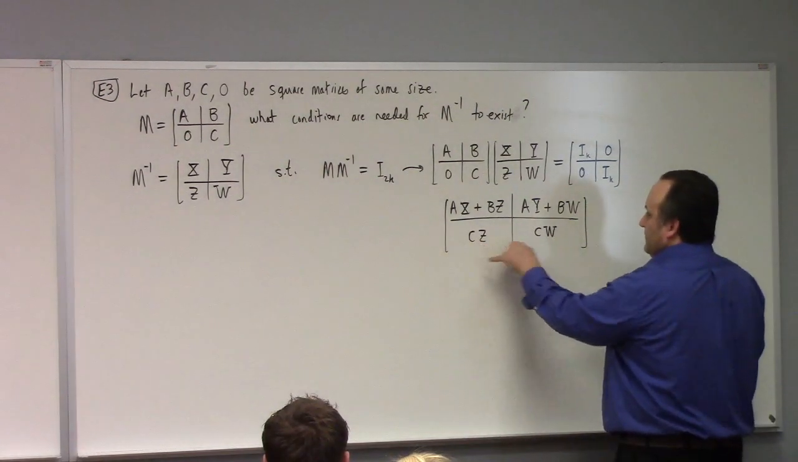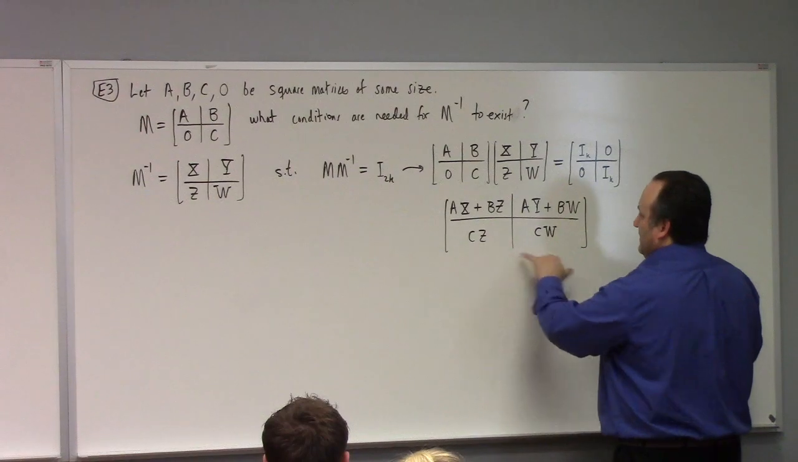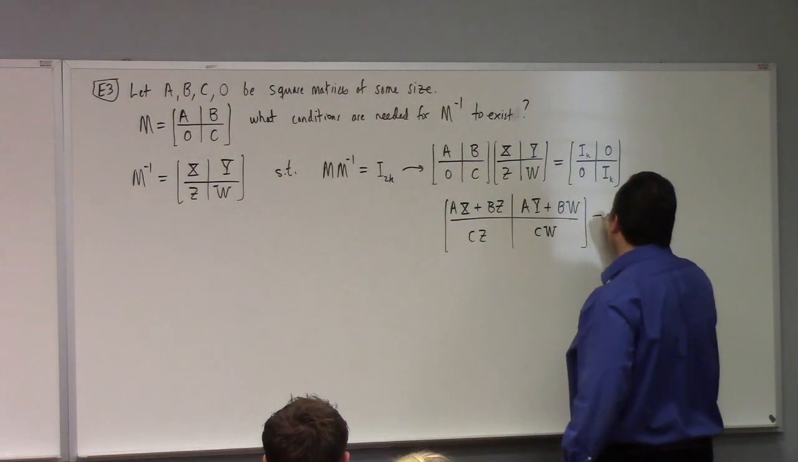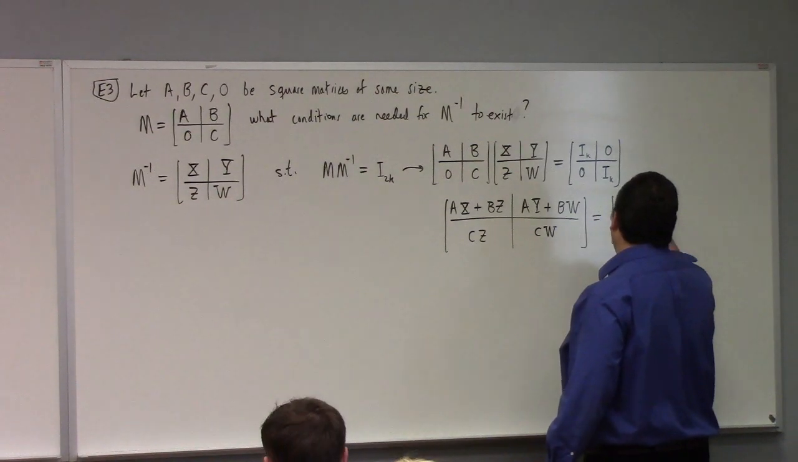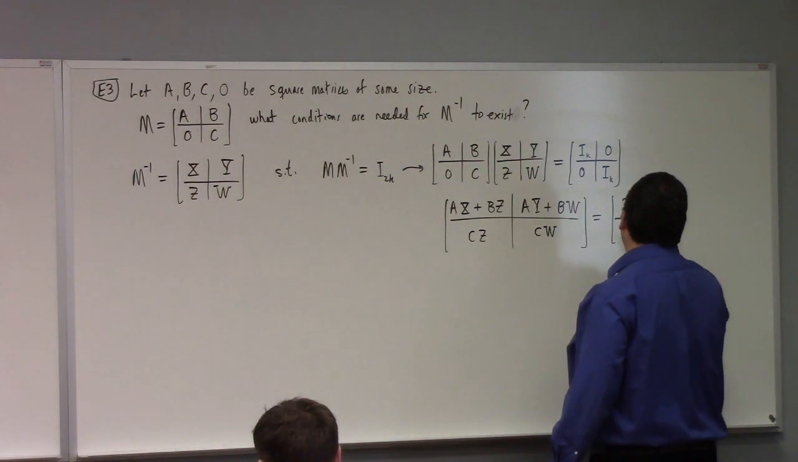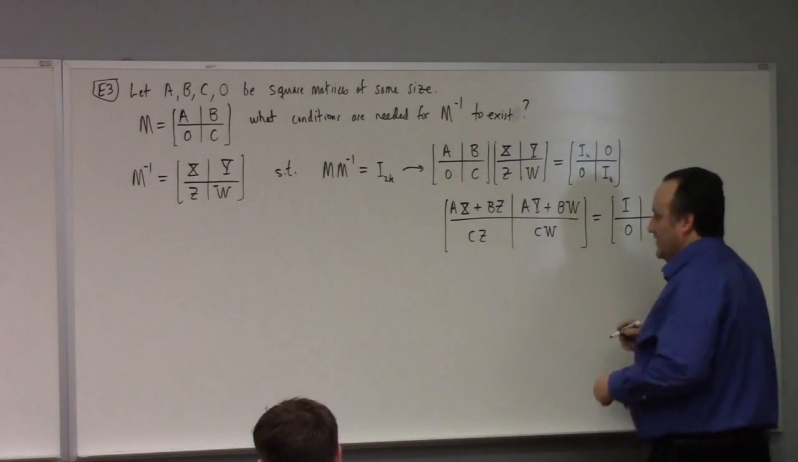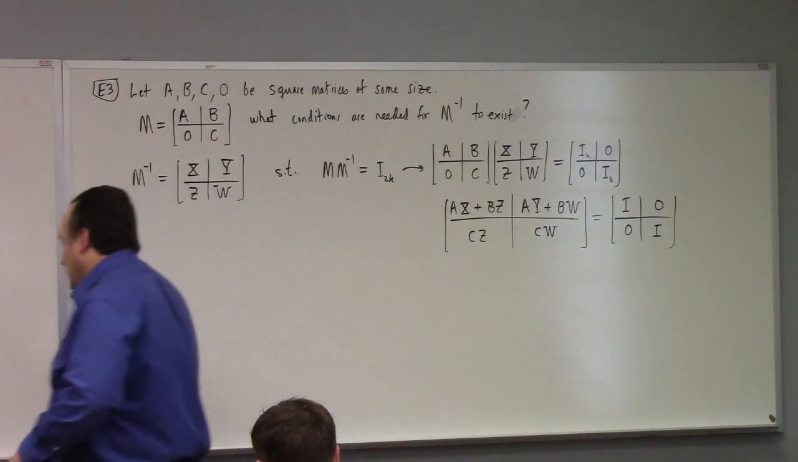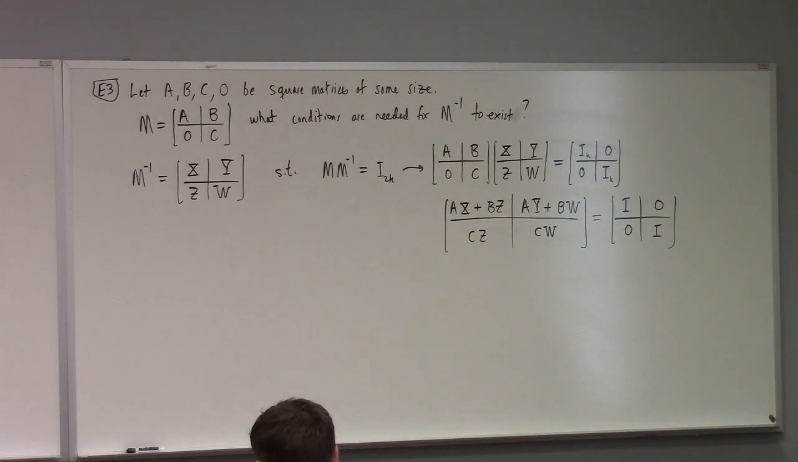Now, why is there only one term down here? Because of that 0, right? The 0 made that go away. All right, so we've got I, 0, 0, I. And if you don't mind, I'm going to drop the sub k on the identity matrix since I think it's clear enough from what we're doing that those have to be k by k.